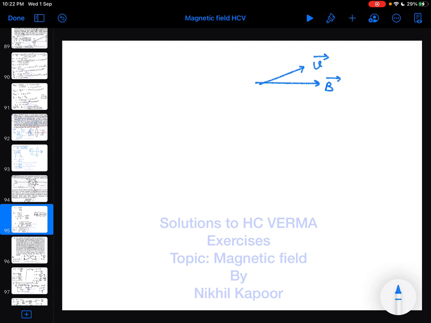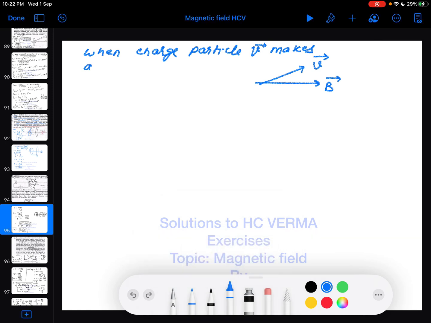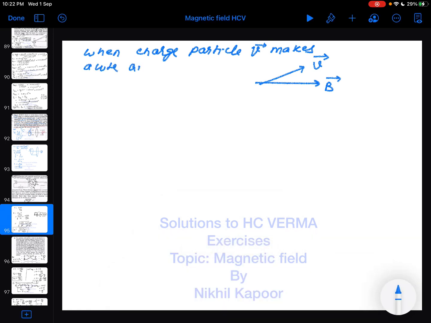As we know very well, when a charged particle's velocity makes an acute angle with the magnetic field, then the path will be helical.